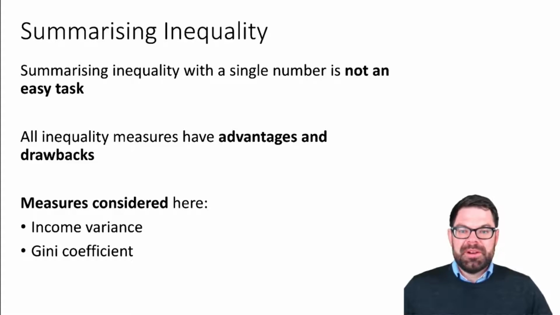Therefore, you should be aware that each inequality measure has its advantages and disadvantages. None of them can fully embrace the reality of people who have high and low income. But in order to be able to compare societies and the distribution of different groups in society and so on, it is important to measure inequality. Now, we will do this through two measures. One is the income variance, and one is the Gini coefficient.